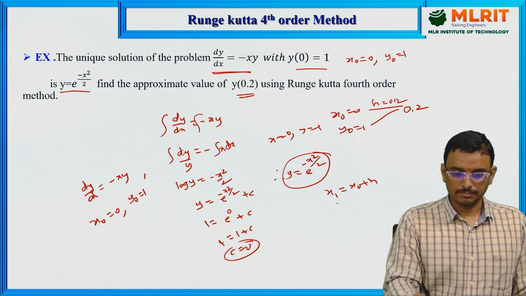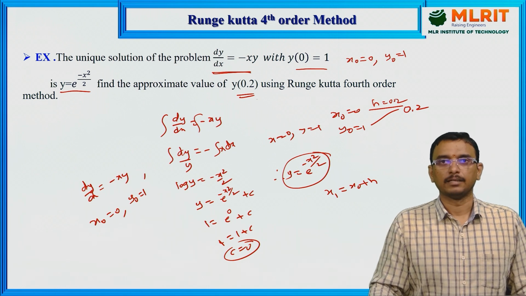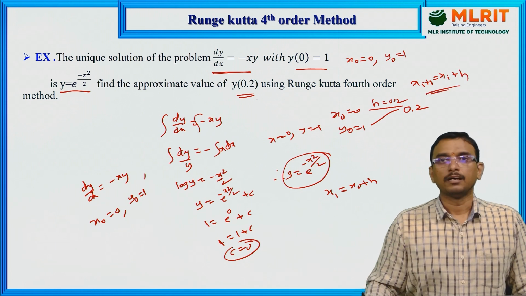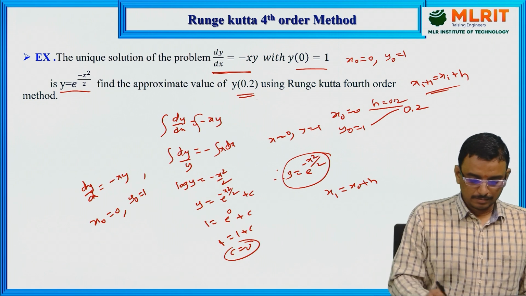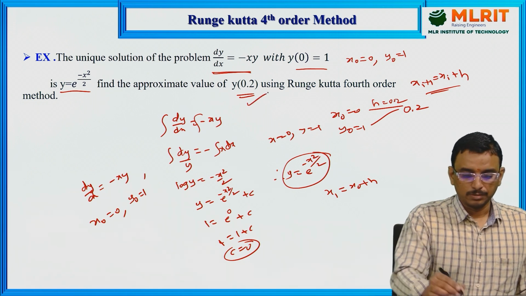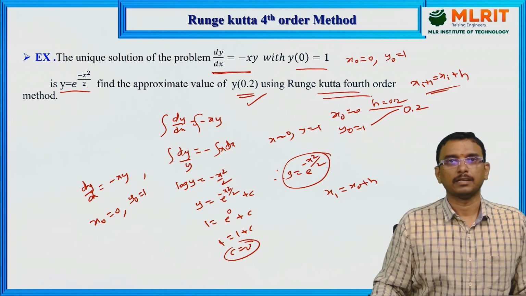Or we can also calculate x1 is equal to x0 plus h. So x1 minus x0 gives the h value. We've just seen that xi plus 1 is equal to xi plus h. So this is the formula we can use to find the interval difference h. Now our target is to find the value of y of 0.2.